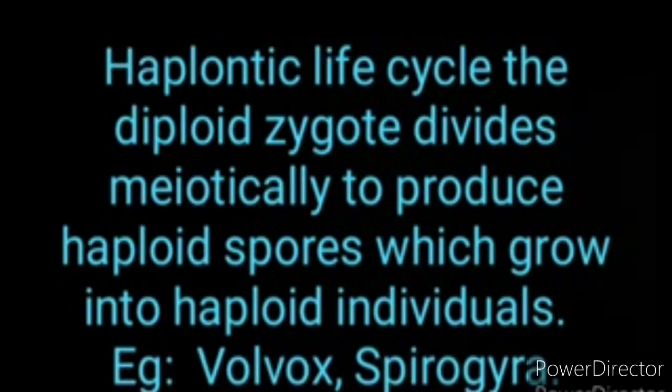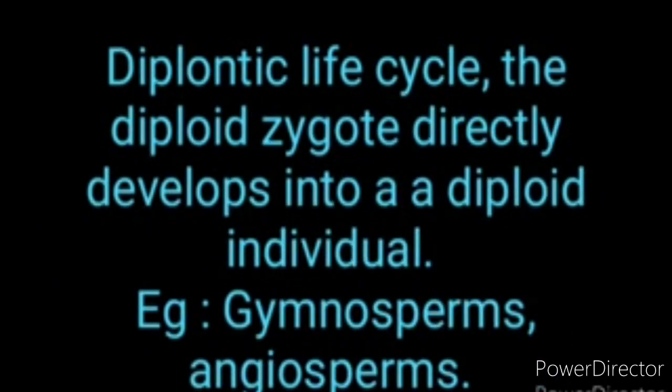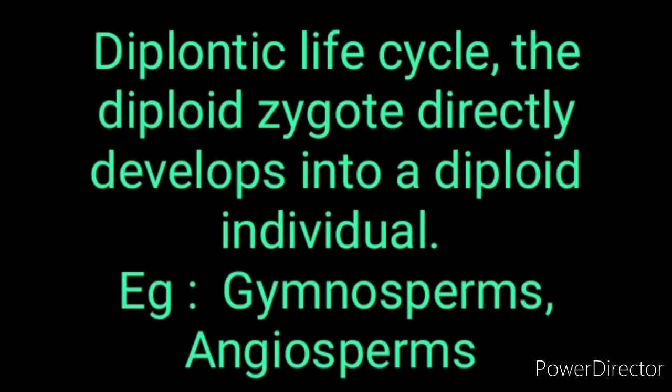In organisms with a haplontic life cycle, the diploid zygote divides meiotically and produces haploid spores which grow into haploid individuals. Examples are Volvox and Spirogyra. In organisms with a diplontic life cycle, the diploid zygote directly develops into a diploid individual. Examples are gymnosperms and angiosperms. Last year you studied the haplontic life cycle, diplontic life cycle and haplo-diplontic life cycle. So in different organisms, there are different types of zygote formation.